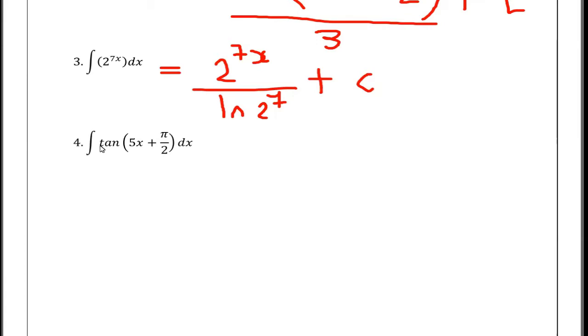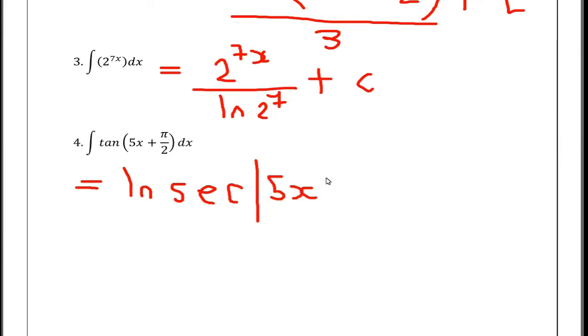When you integrate tan, you get ln sec. So that's recognizing that we get ln sec. When you integrate tan, we get ln sec of. Now we just put back our 5x plus pi by 2.